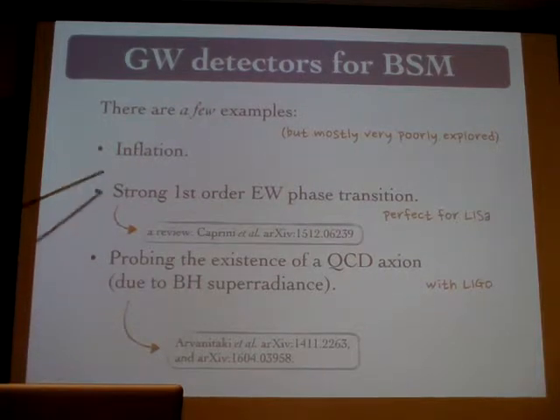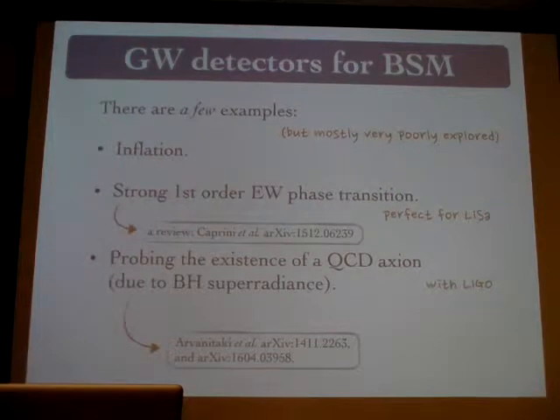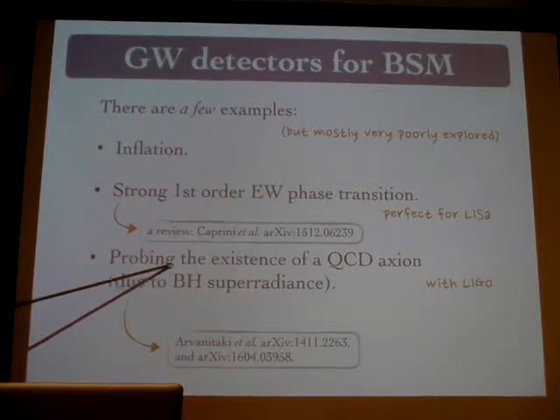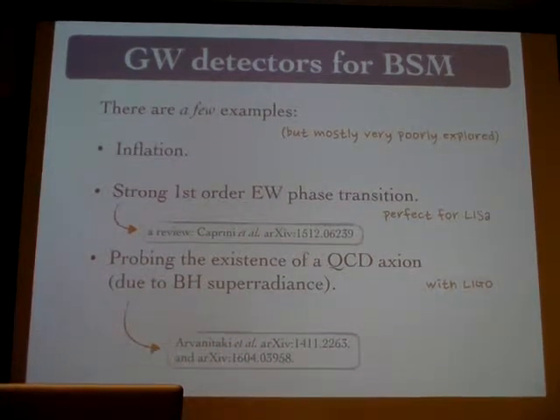So obviously, most famously, there's the possibility of a stochastic background of gravitational waves, maybe from some kind of inflationary dynamics. Another very well-motivated example is the possibility of having a strong first-order electroweak phase transition, maybe linked to the generation of the matter-antimatter asymmetry. And this could be perfect for LISA, because this could correspond to a gravity wave signal in the millihertz range. And then another example is the possibility of probing the existence of axions. Here I said the QCD axion, but it applies more generally for light scalar fields due to black hole superradiance.